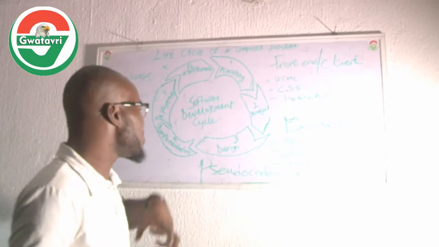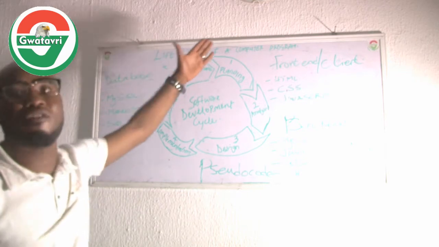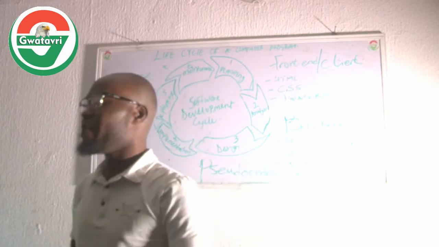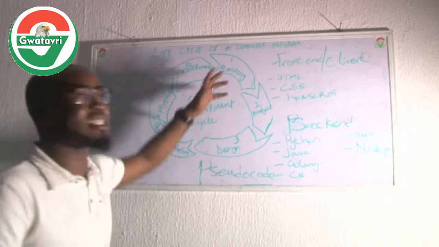So I believe this is just an introductory class. Now, let us go through the life cycle of a computer program. Every computer program, just like other things, like agricultural produce, like human life cycle, a computer program too has a life cycle.